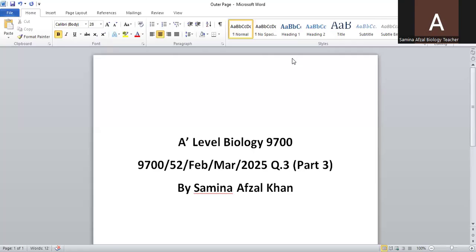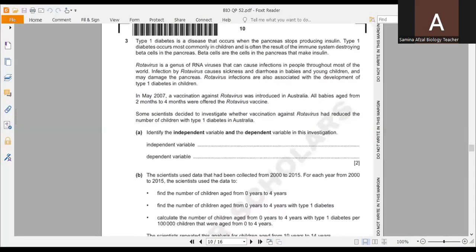A-Level Biology 9700, Paper 5, Variant 2, February/March 2025, question number 3. And question number 3 is an investigation about the use of rotavirus vaccination against type 1 diabetes in children of the age 0 to 4 years.